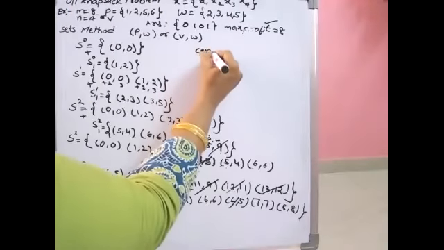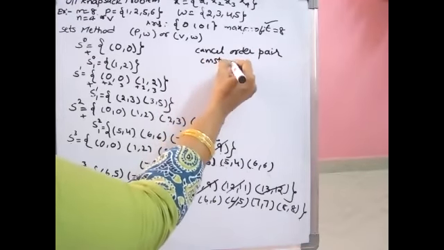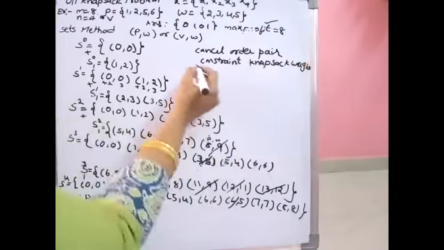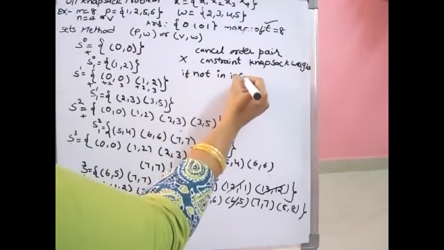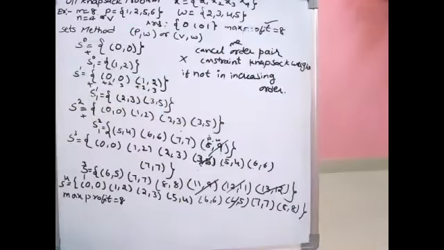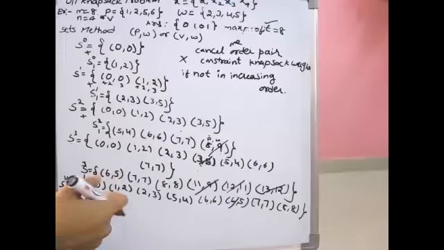Cancel an ordered pair not satisfying the knapsack weight constraint. And if the pairs are not in increasing order, cancel any one of the ordered pairs. If the ordered pairs go into decreasing order, cancel any one of them. So till this point it is okay. Everyone completed?